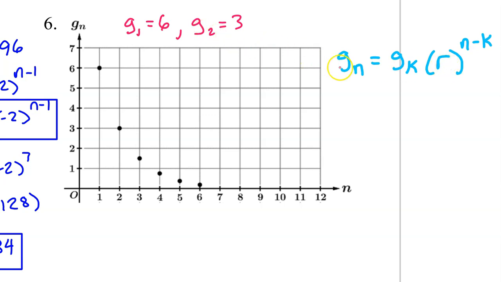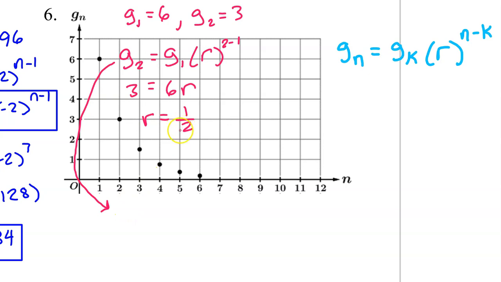Let's put G2 in for Gn, and we will put G1 in for Gk. So we have G2 is equal to G1 times R to the n minus k power. That's 2 minus 1 power. G2 is 3, and G1 is 6, and 2 minus 1 is 1, so this is just R. That means R is equal to 1/2. Dividing both sides by 6, we get 3 over 6, which is 1/2.